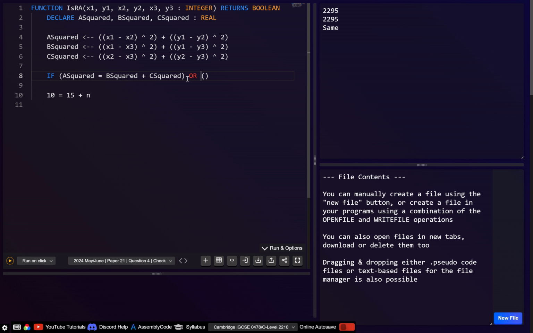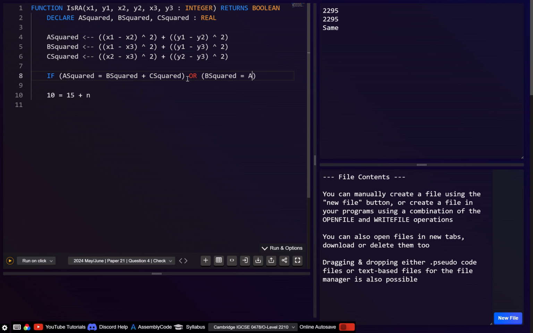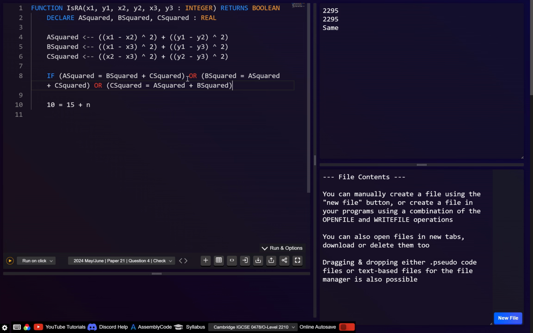The next one is therefore b squared is equal to a squared plus c squared, or c squared is equal to a squared plus b squared. Then, if that is true, we just want to return true. Else, return false. Then end if, and end function.